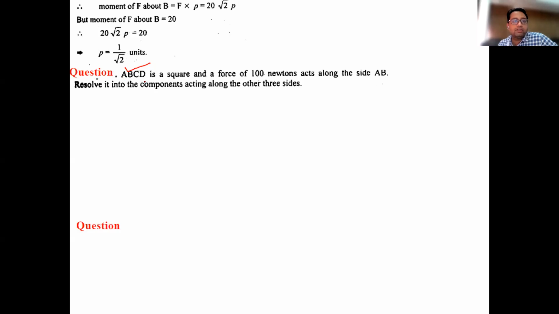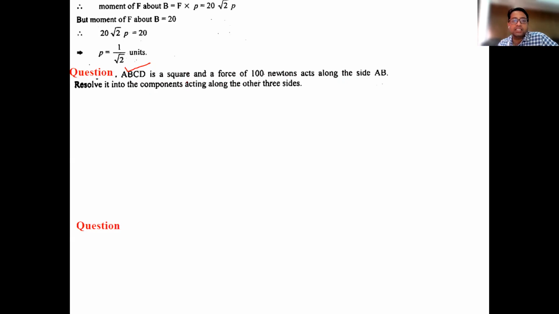So the next question of discussion today is: ABCD is a square and a force of 100 newtons acts along the side AB. Resolve it into two components acting along the other three sides. So the topic is Varignon's theorem. We shall use Varignon's theorem to prove this question.